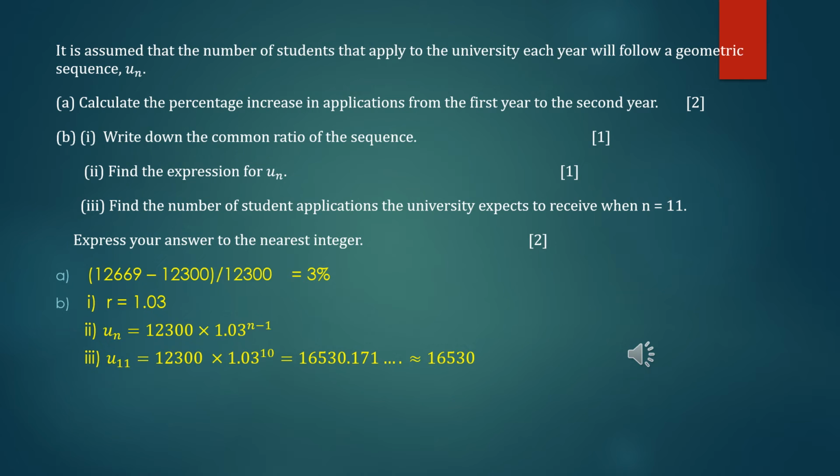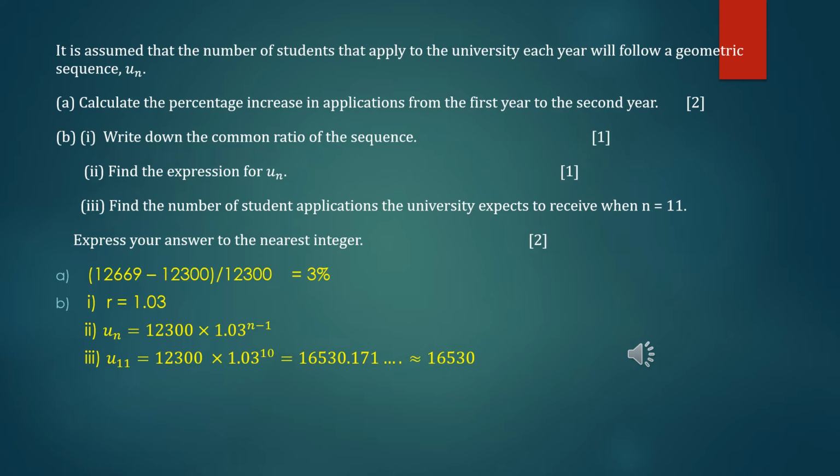It is assumed that the number of students that apply to the university each year will follow a geometric sequence U sub n. Please remember this very well, that U sub n is a geometric sequence that refers to the number of students that apply to the university, because you will be using this later on in the succeeding problems.